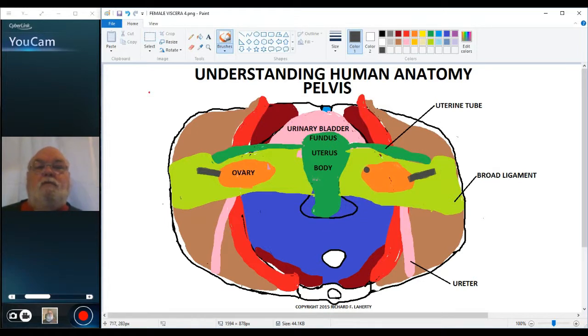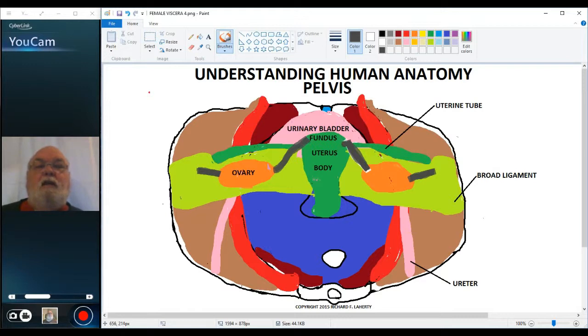The other ligament runs from the ovary to the uterus, and it's called the Ovarian Ligament or the Utero-Ovarian Ligament. Let me draw it here. And it is just a connective tissue ligament that is a remnant of another structure called the gubernaculum.